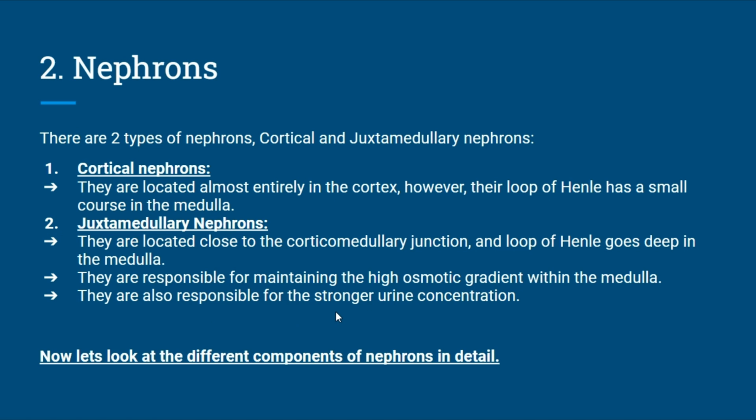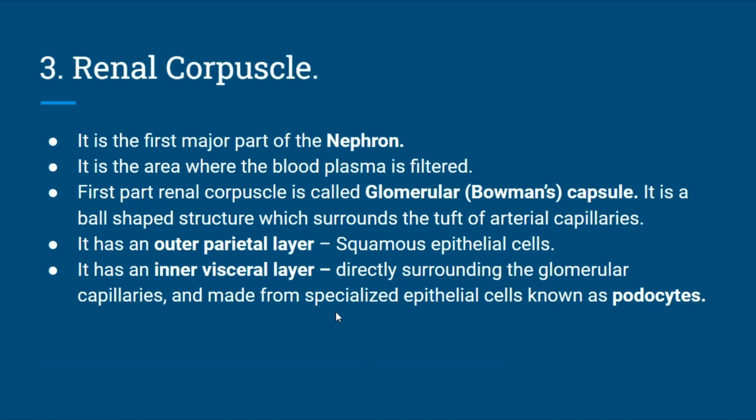Now, let's look at the different components of the nephrons in detail. So, the very first component of the nephron is the renal corpuscle. It is the first major part, and it is the area where the blood plasma is filtered. The first part of the renal corpuscle is called the glomerular or Bowman's capsule. It is a ball shaped structure which surrounds the tuft of arterial capillaries, and that tuft of arterial capillaries is called the glomerular capillaries.